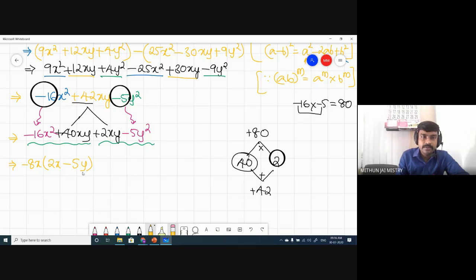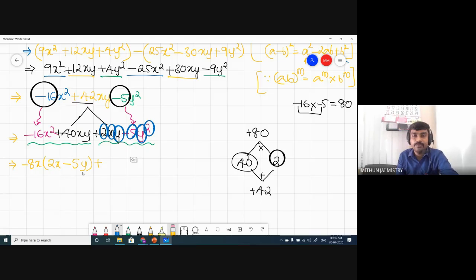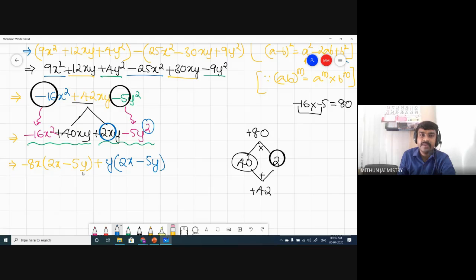Now have a look. The third term is plus here, so definitely we have to take plus as common. Now what is here? It is 2 into x into y, and this is 5 into y into y. So y is common. When I take y as common, we got 2x minus 5y. Now you can have a look, children. We got the same common bracket here, 2x minus 5y, and here also we got 2x minus 5y.